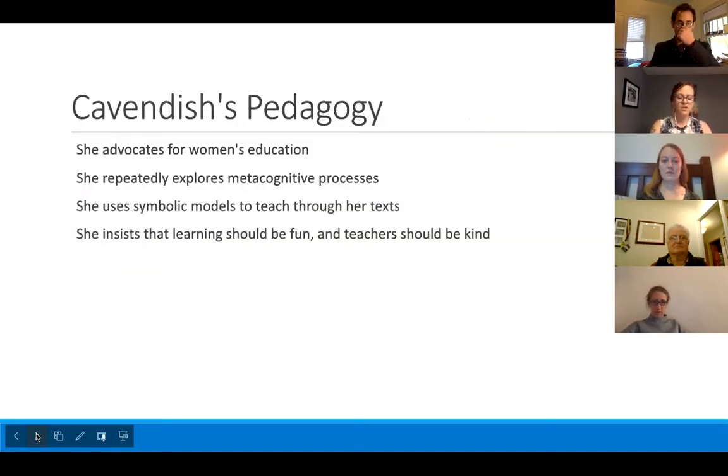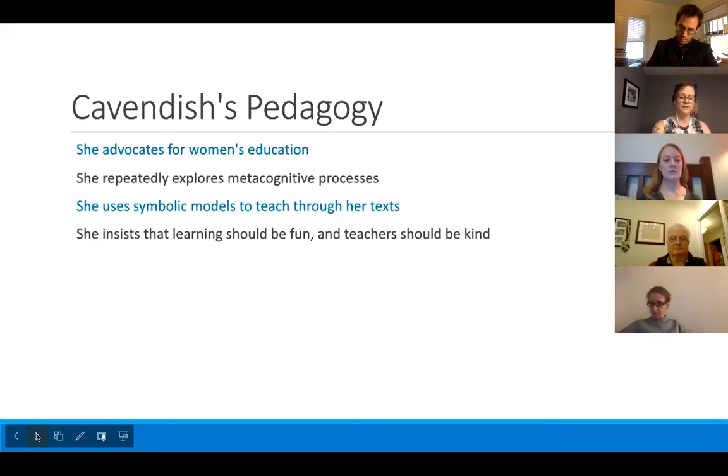I'm especially interested in Cavendish's advocacy of women's education, her repeated exploration and description of metacognitive practices, her use of symbolic models to teach through her texts, and her belief that learning should be fun and that teachers should be kind. Today, I will briefly focus on her advocacy of women's education, a tiny sample of which has been provided in the pre-circulated readings for this session, and the prescient way that she uses symbolic models in her fiction to teach through her texts.